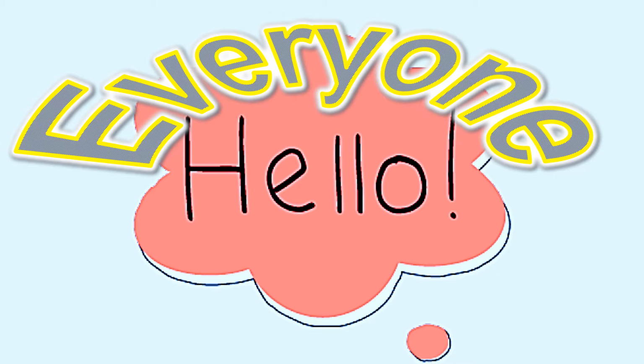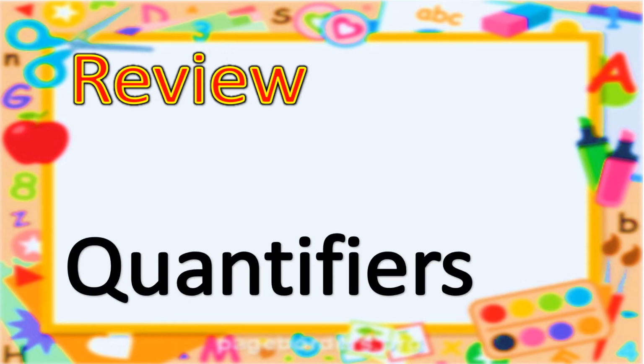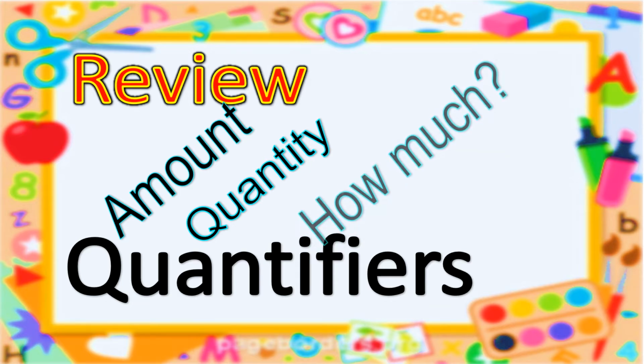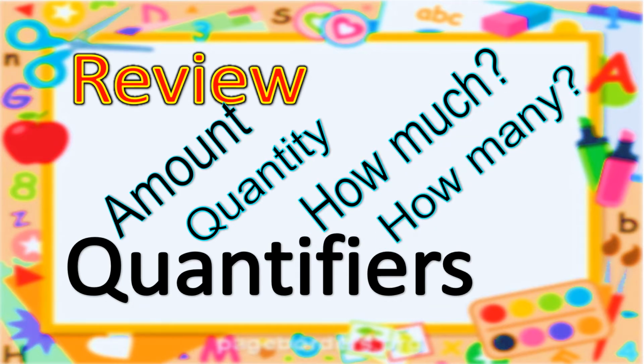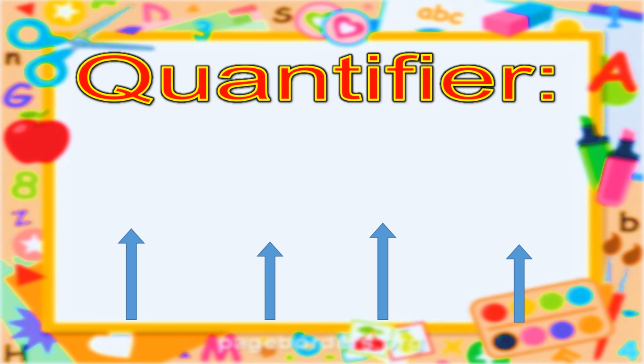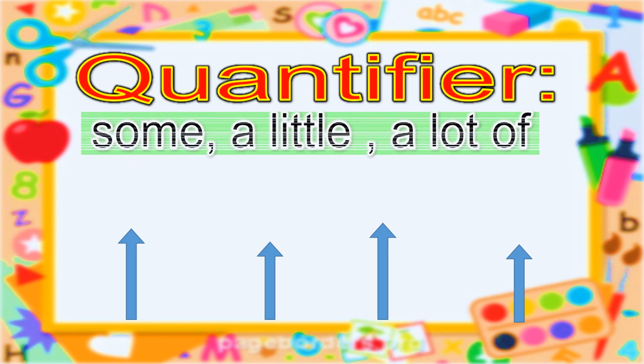But before that, let's have first our review about quantifiers. Quantifiers is all about amount, quantity of a noun. Now the quantifier answers to the question how much, how many. Now there are some examples of a quantifier. Here are some examples. We have some, a little, and a lot of. Now when do we use these quantifiers?